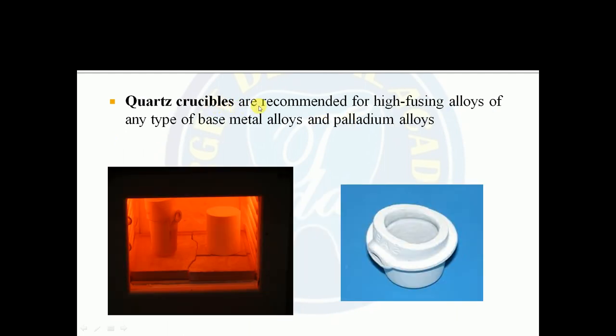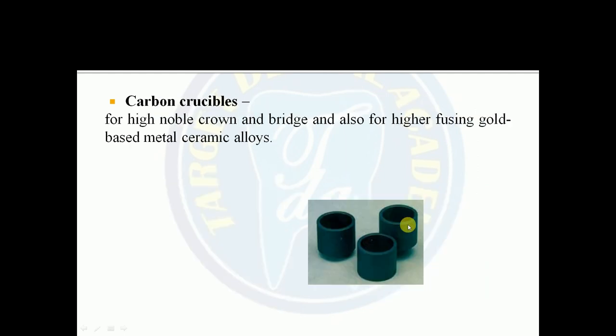Quartz crucibles are important. They are recommended for the high fusing alloys, the base metal alloys, and the palladium alloys. Carbon crucibles are used for the high noble crown and bridge alloys, and also for higher fusing gold-based metal ceramic alloys. These are the carbon crucibles.